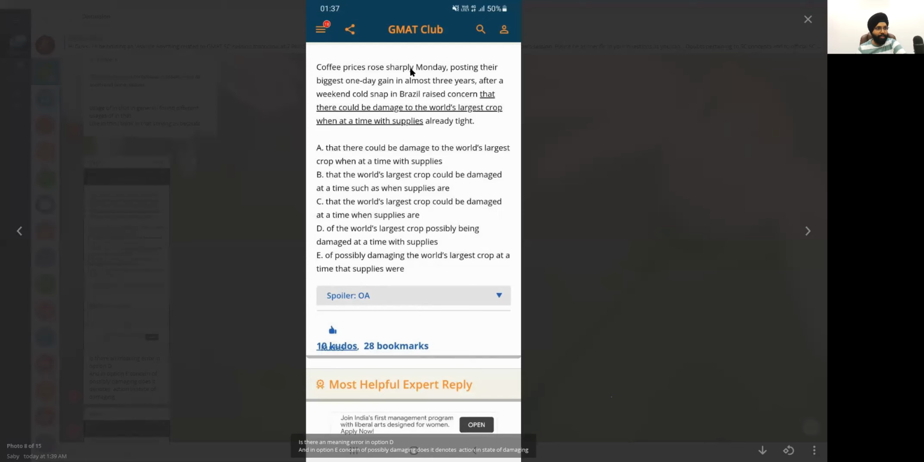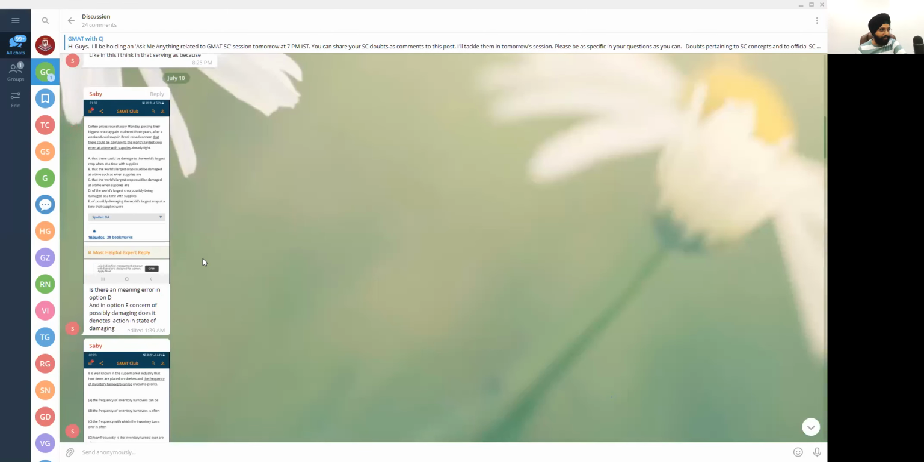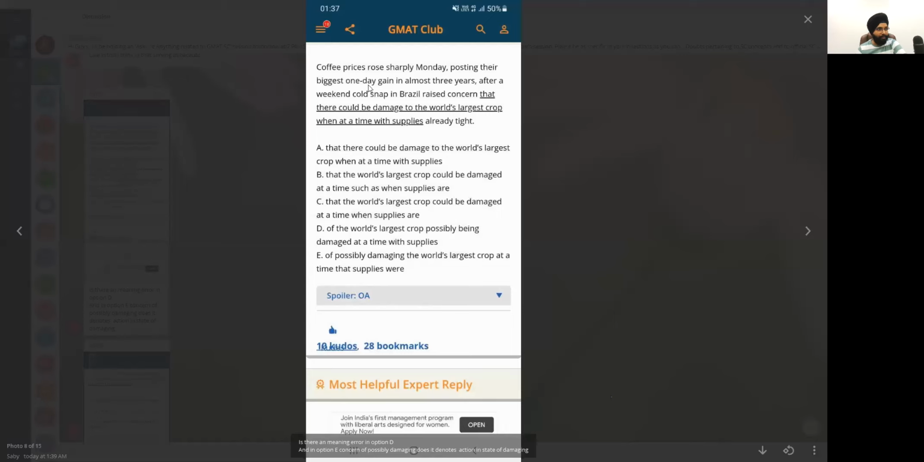Coffee prices rose sharply. Okay, what is the doubt here? Is there a meaning error in option D? In option E, concern or possibility damage? Does it denote action in state of damaging? Coffee prices rose sharply, posting their biggest one-day gain in almost 3 years, after a weekend's cold snap raised concern of the world's largest crop. So this is an issue.